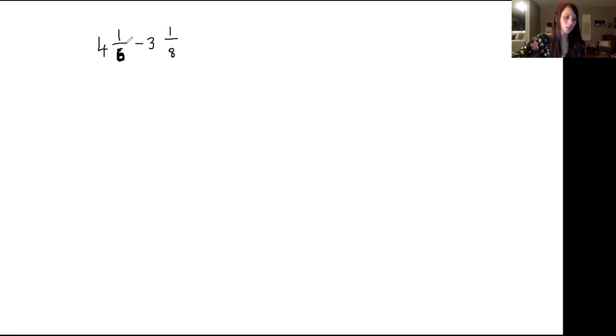4 and 1/6 minus 3 and 1/8. Common denominator, I think 24 would work. So 4 and 4 out of 24 minus 3 and 3 out of 24. So when I subtract, 4 minus 3 is 1. 4 minus 3 again is 1. And so it's 1 and 1 out of 24.